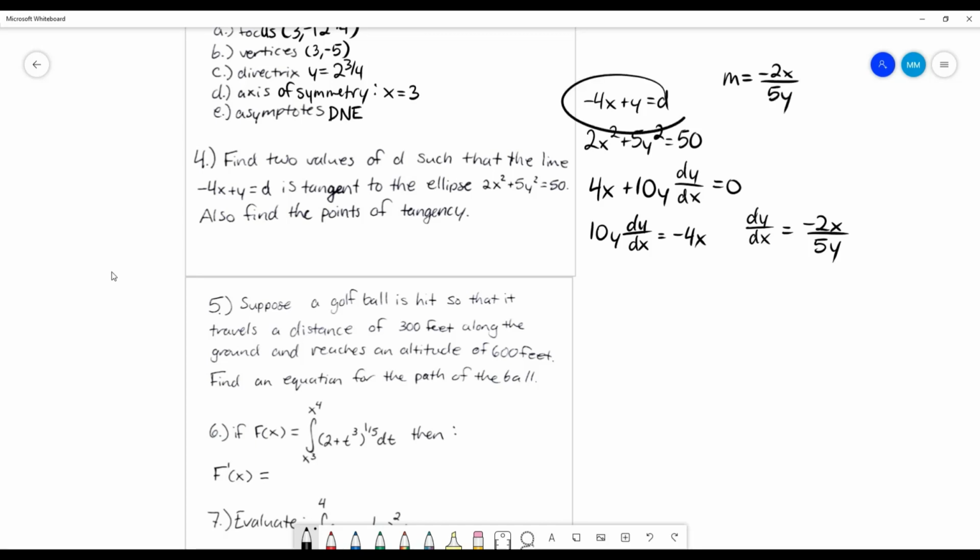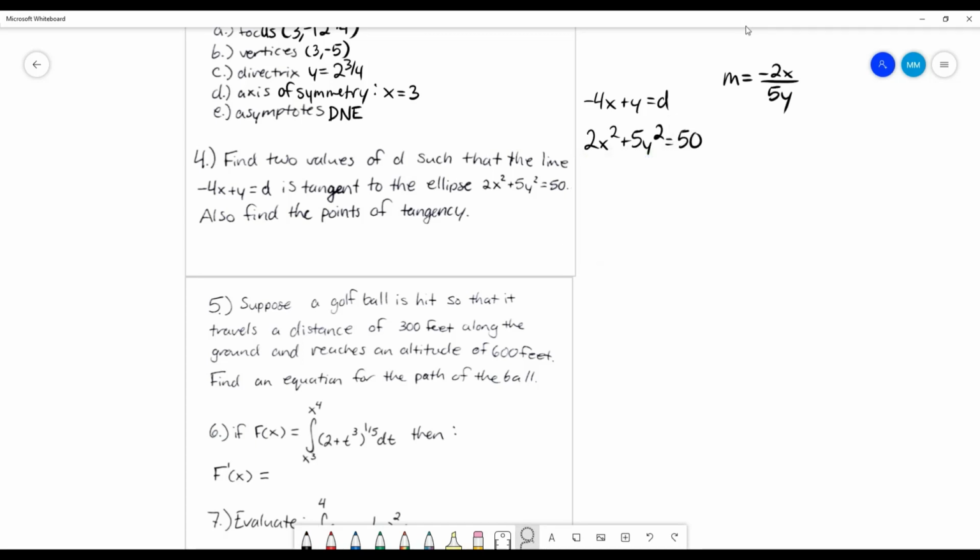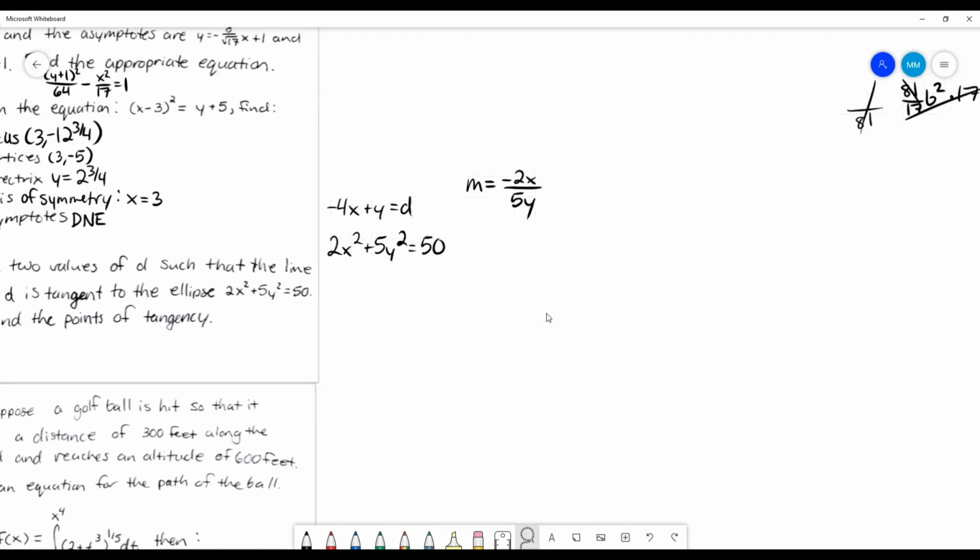So in order for this equation to be tangent to this ellipse, the slope here is going to have to be the same as this slope, and then we have to find the points at which they touch, at which they're tangent. So I'm going to erase this bottom bit here just for space. Next, I'm going to put this equation into slope-intercept form so that it's clear what the slope is. So I'm going to add 4x to both sides. So you get 4x plus d. So the slope of this line is 4. So I'm going to set this equal to 4. And so, when is this equal to 4?